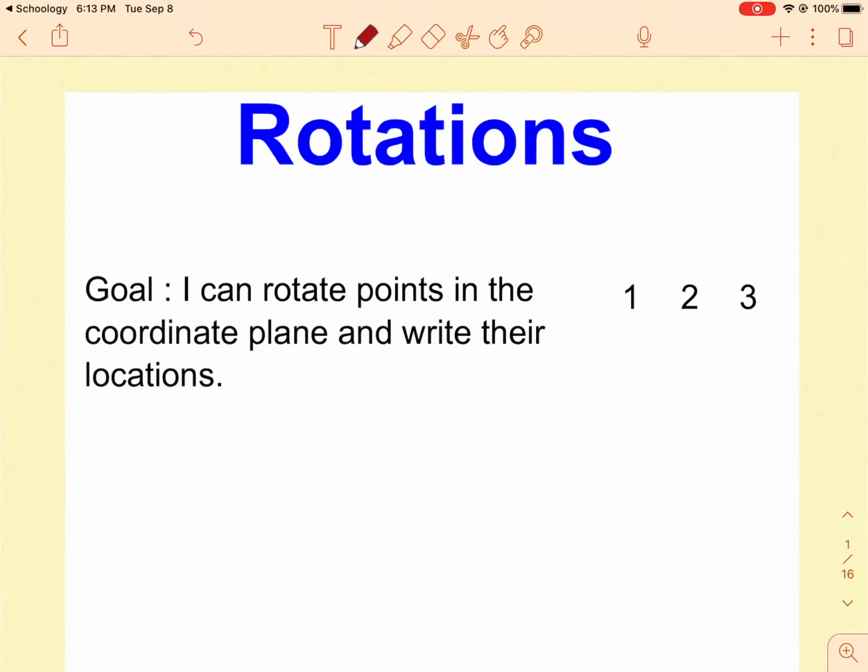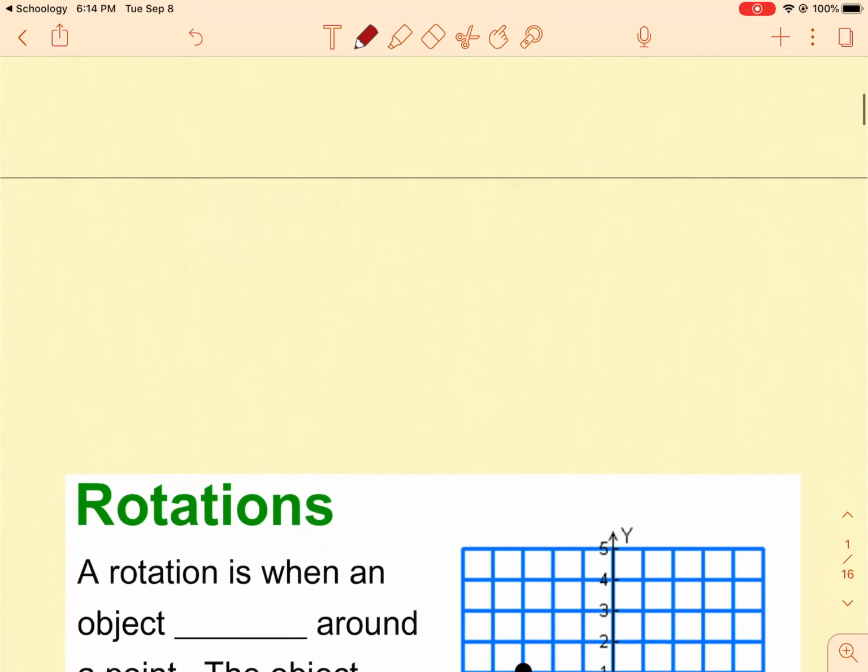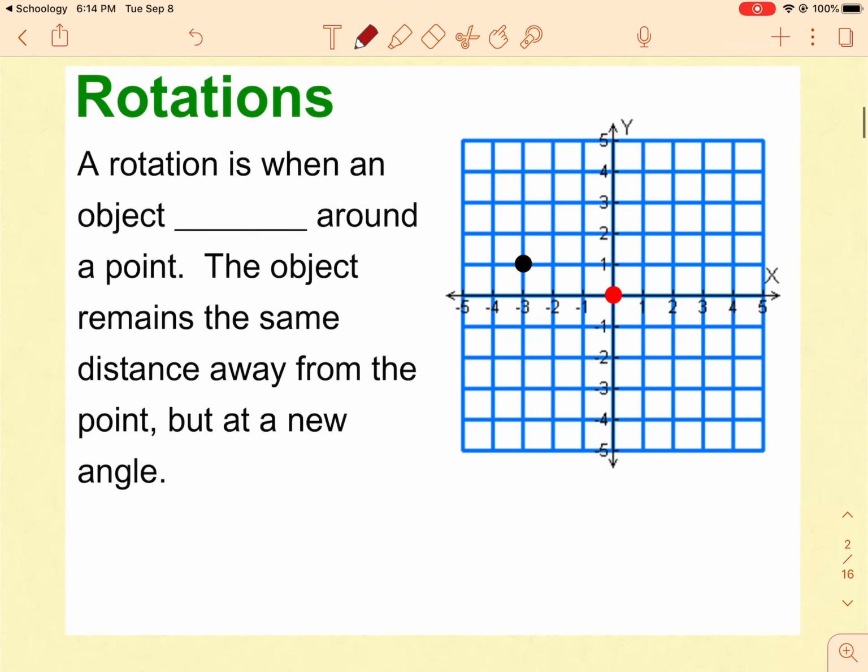Continuing with our transformations unit, today we're going to take a look at rotations. By the end of this lesson, I want you to be able to rotate points in the coordinate plane and write those new locations down. A rotation is when an object turns around a point.